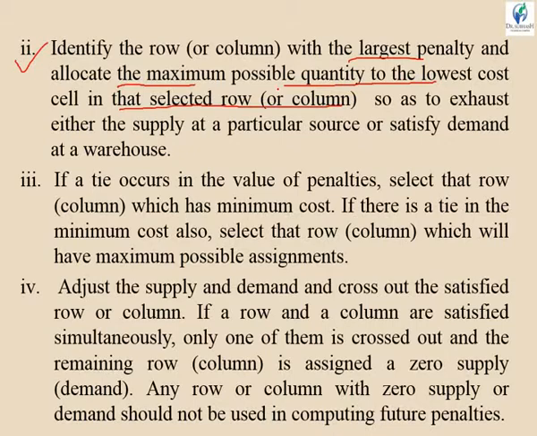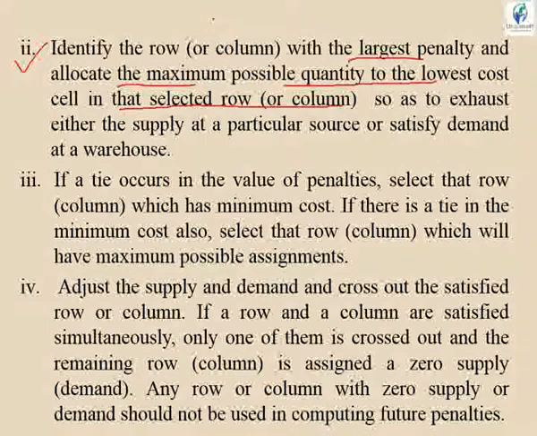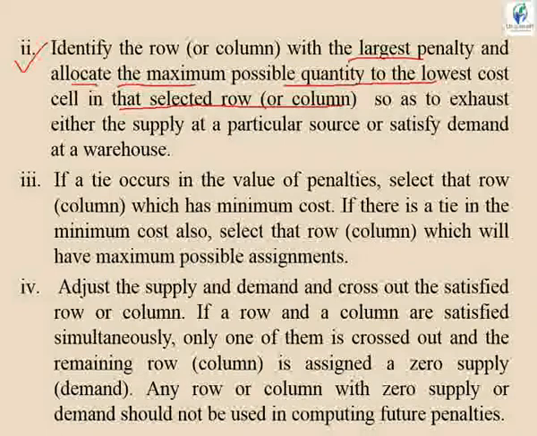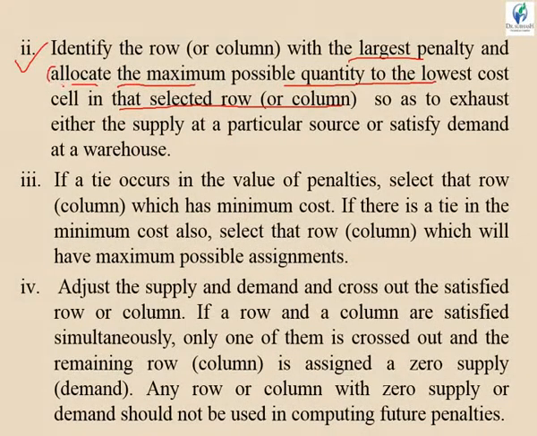Now you come across that the first column has the largest penalty among all the rows and all the columns. Now you just need to allocate the maximum possible quantity to the lowest cost cell in that selected column. Suppose that column has three values, 12, 15 and 17. So the lowest cost cell is 12. So you need to allocate the maximum possible quantity to that lowest cost cell of the selected first column. This is your second step.